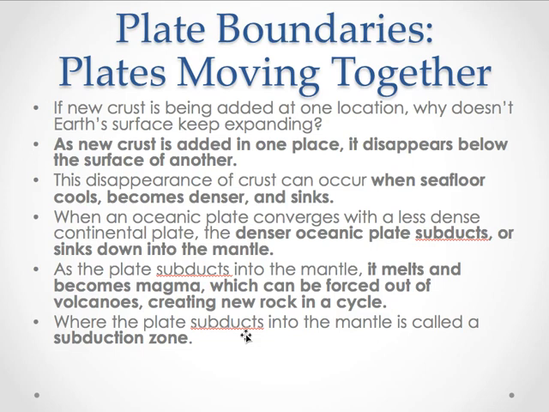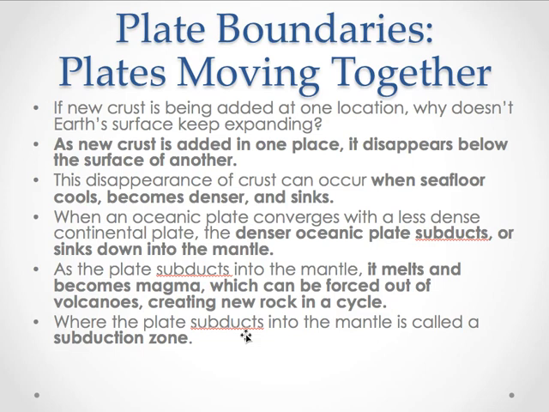So if new crust is being added at one location, why does the Earth's surface not keep expanding? The Earth is pretty much a fixed surface. We're not really adding extra land onto it. And the idea is that as crust is added in one place, it's going to disappear below the surface of another. So this disappearance of crust can occur when the seafloor cools, it becomes denser, and it sinks.